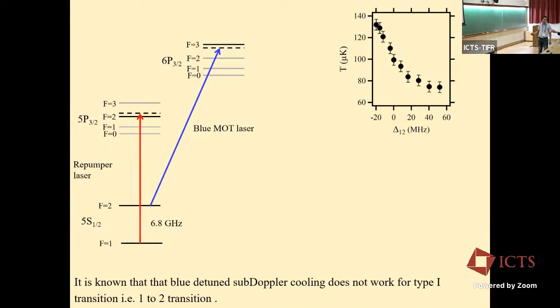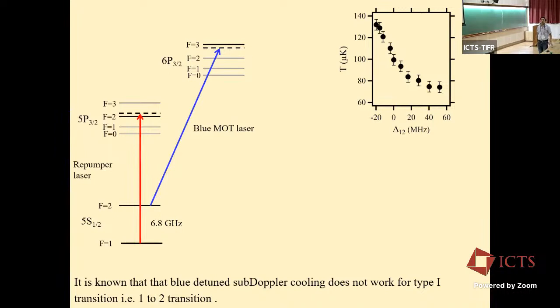F equals 1 to 2. I'm talking about the repumper detuning of this. So you see that the temperature is decreasing. Why? Because this is an open transition. A lot of atoms are going here. This is the repump. This is my primary laser, the blue MOT laser. I'm plotting this detuning.